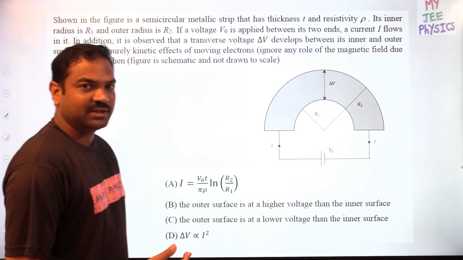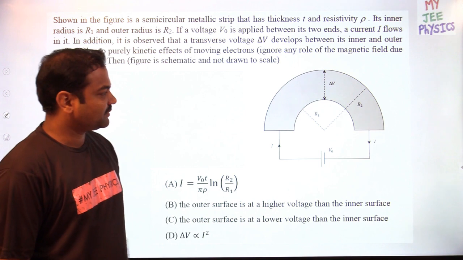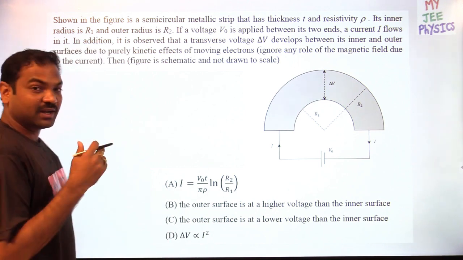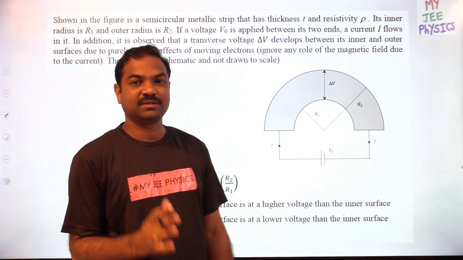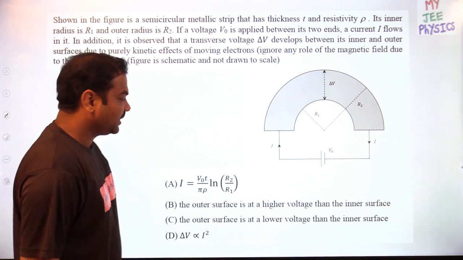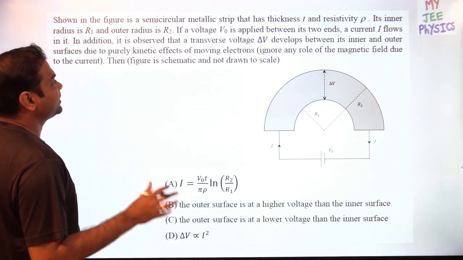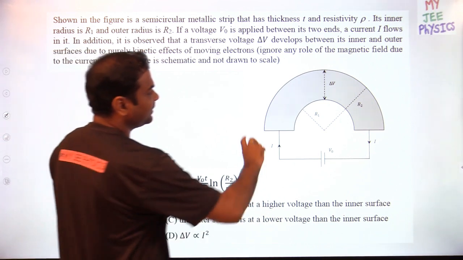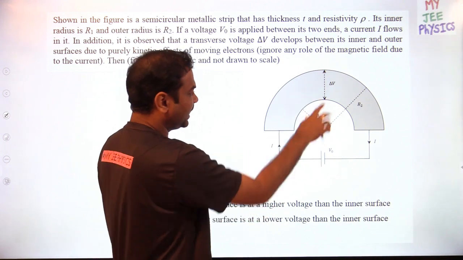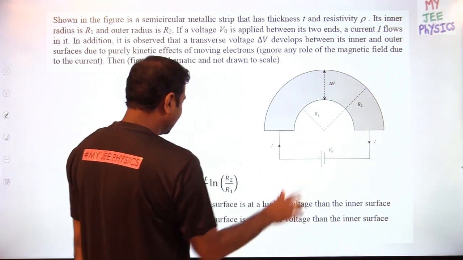Let us see the next question. This is my favorite question of the question paper. They asked very beautifully on the simple Ohm's law and resistance. So let us see the question. In this question they have given one strip with different radii R1, R2, and there is a battery connected.